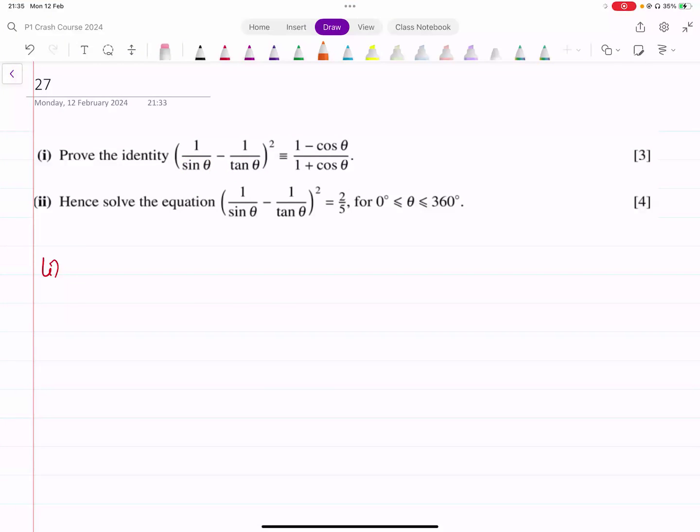All right. So which side do we start from? You can see the left-hand side has different functions. The right-hand side only has cos. So it's going to be better to start from the left-hand side. The left-hand side also has a square. Expanding that square is going to be easier as compared to converting this to a perfect square, right? So we start from the left: 1 over sine theta minus 1 over tan theta, whole squared.